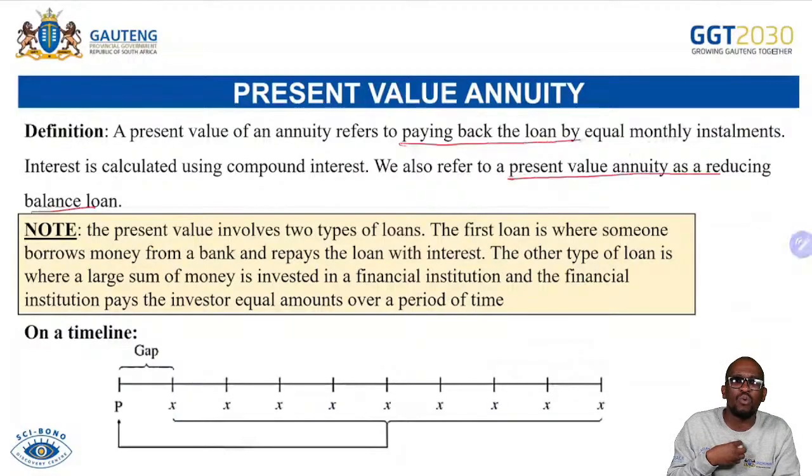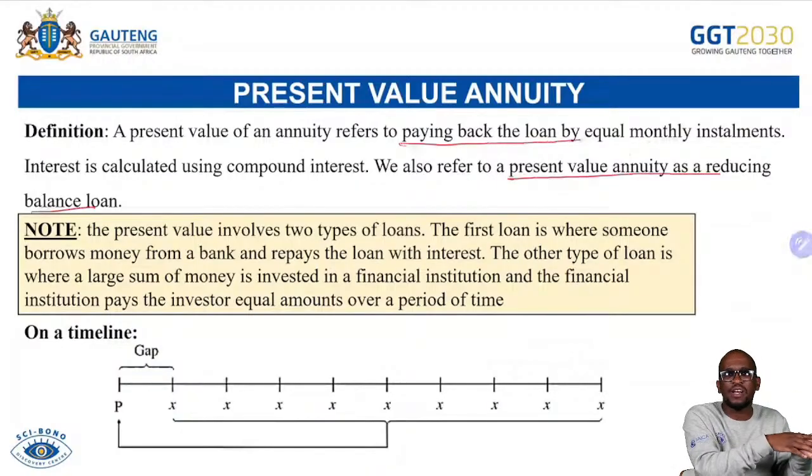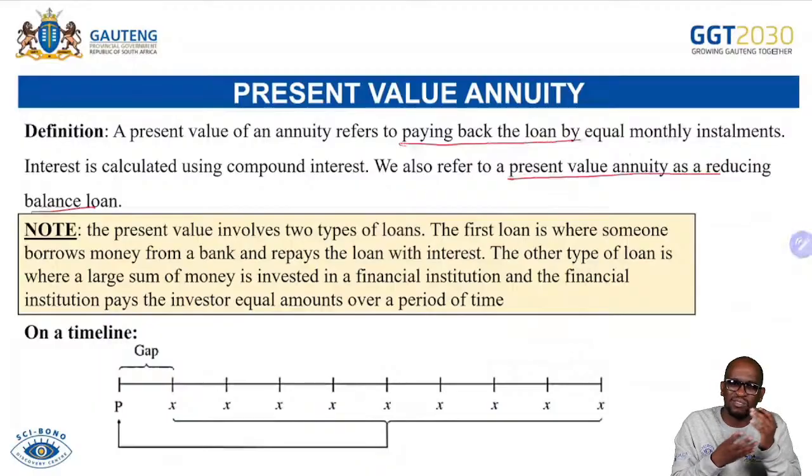It does not only work with you going and getting money from a financial institution and paying it back. At times you can give the financial institution money and ask them to give it back to you in equal payments regularly, maybe monthly, maybe quarterly, and so on. If that happens, then it means you also have a present value. So you need to understand it from that context as well. What I've just explained is what I've written on the note.